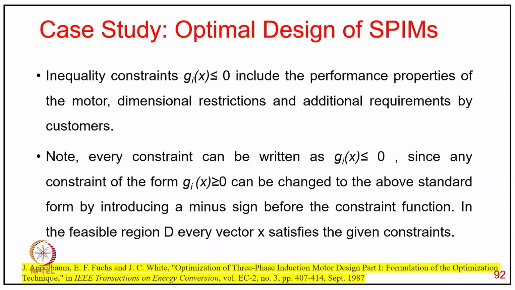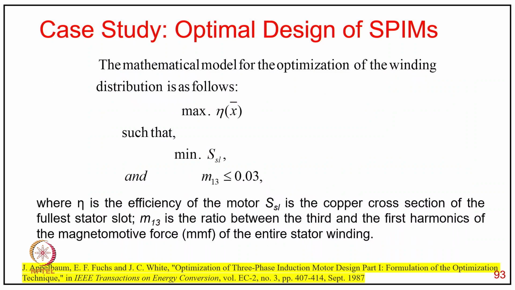Note that every constraint can be written as g_i(x) less than or equal to 0, since any constraint of the form g_i greater than 0 can be changed to the above standard form by introducing a minus sign before the constraint function. So in the feasible design region D, every design x satisfies the constraints.